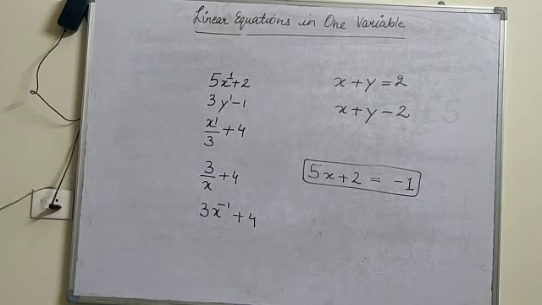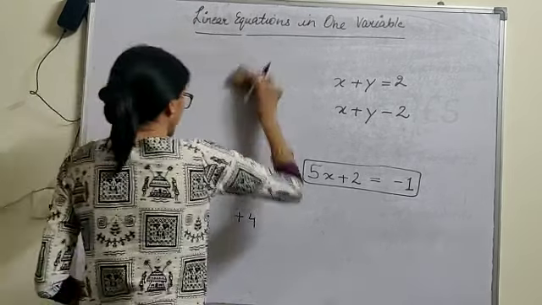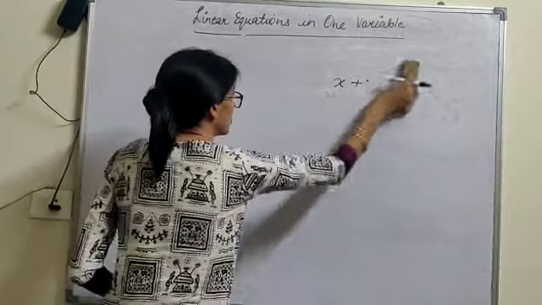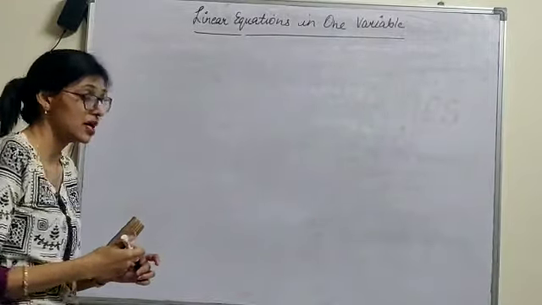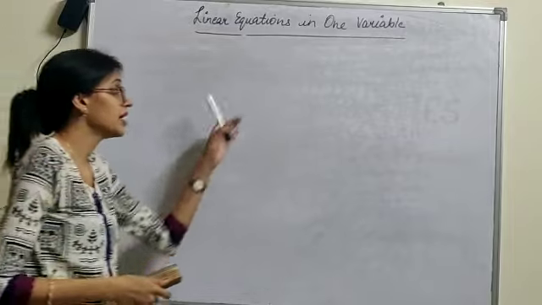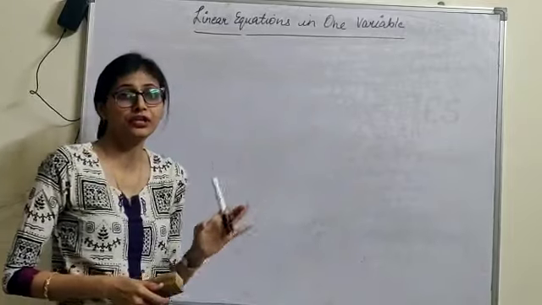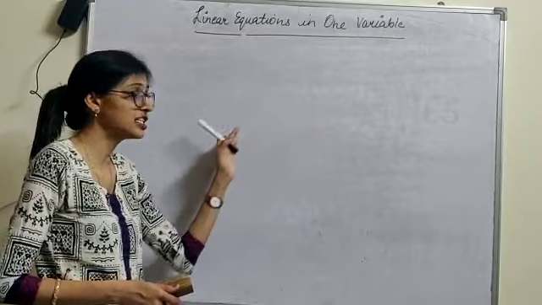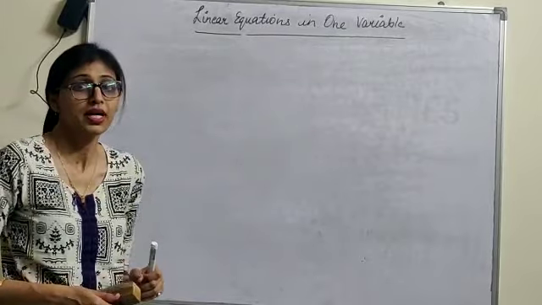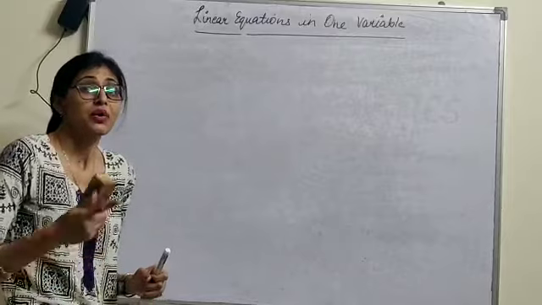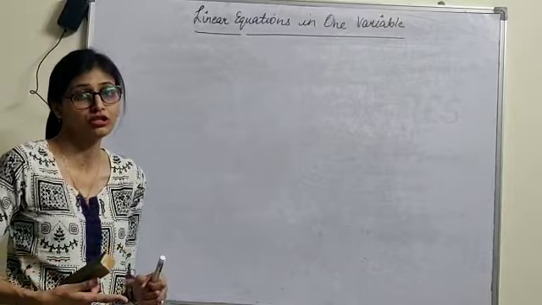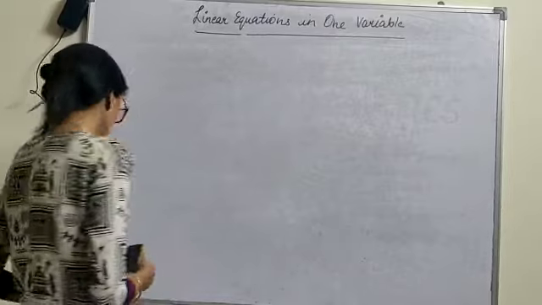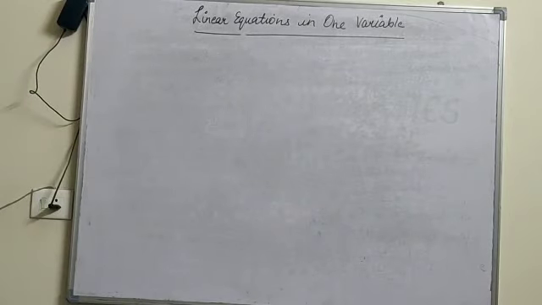Now, you need to understand two things in linear equations. There are two parts. One is when a solution is already given to you and you have to check whether the solution satisfies the linear equation or not. And the next part is when you have to find out the solution of the linear equation. Let's check both parts.